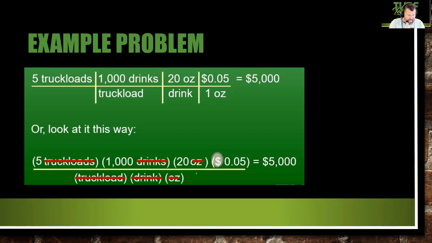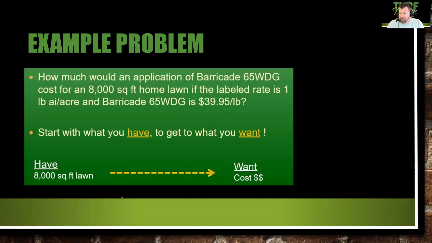So we're going to take that same Barricade problem and we're going to set it up in dimensional analysis. So how much would an application of the Barricade 65 WDG cost for an 8,000 square foot home lawn if the labeled rate is 1 pound active ingredient and Barricade 65 WDG is $39.95 per pound? Start with what you have to get with what you want. We have an 8,000 square foot home lawn. How much is our product going to cost us?